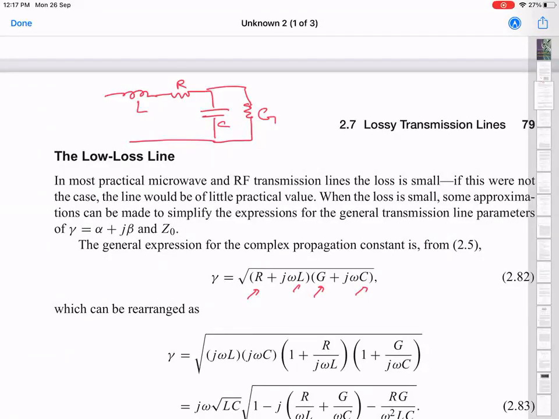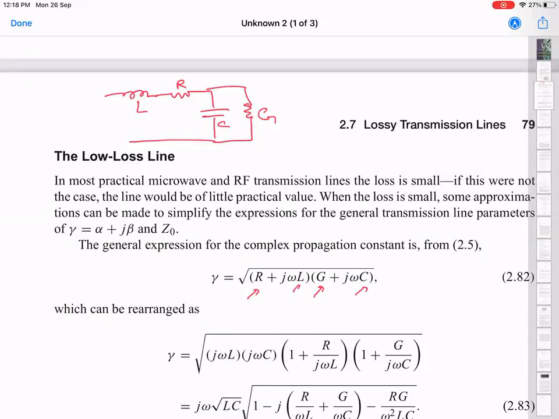So the symbol is still resistance, whenever you have leakage across the capacitance. And as I mentioned before, the low-loss line is basically the only practical scenario one could encounter, because having a transmission line which is extremely lossy is in some sense of no use.